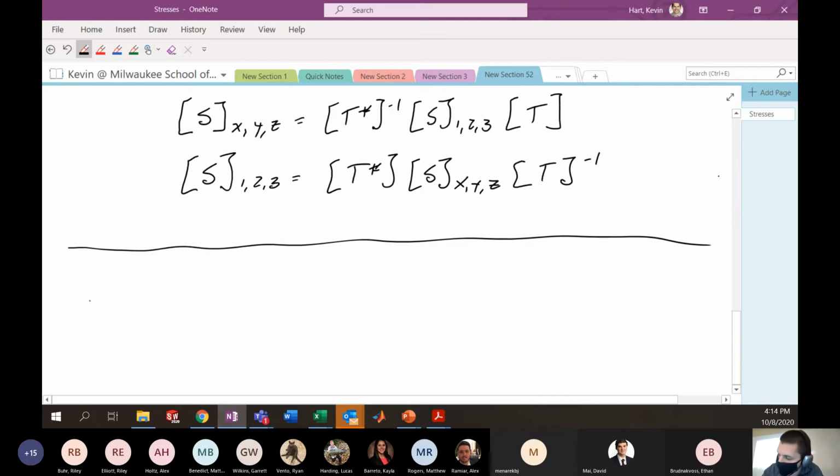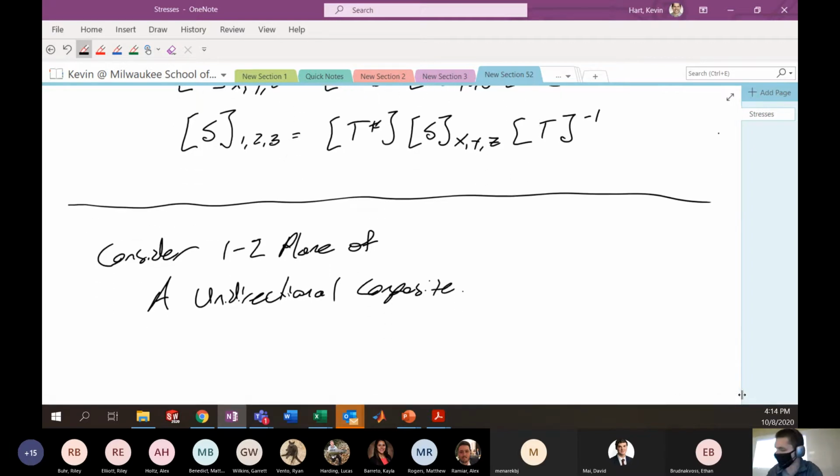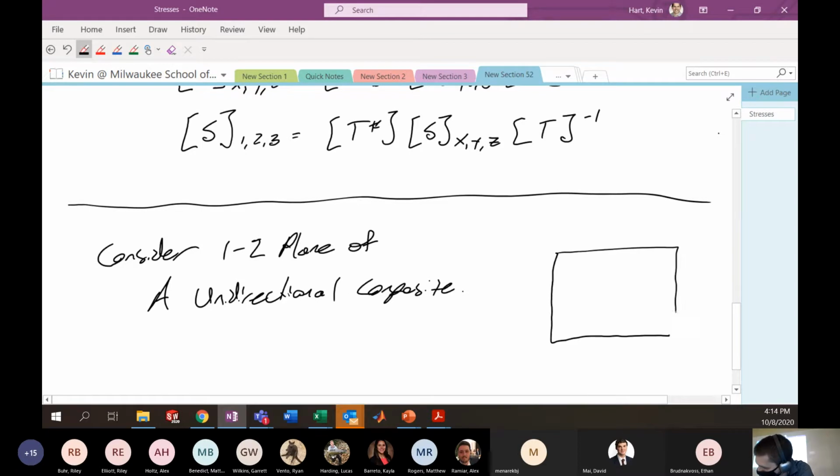So let's now consider the 1, 2 plane of a unidirectional composite. The picture you should have in your head for a 1, 2 plane is this one here, where all of your fibers, like normal, are running in the one direction.